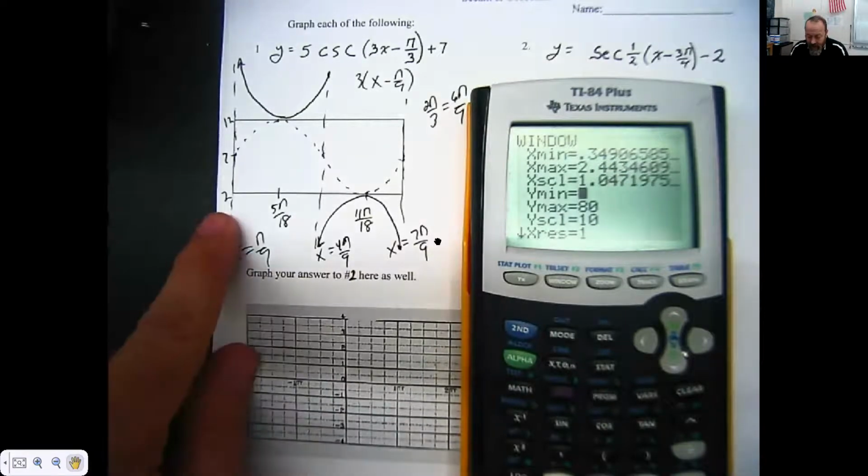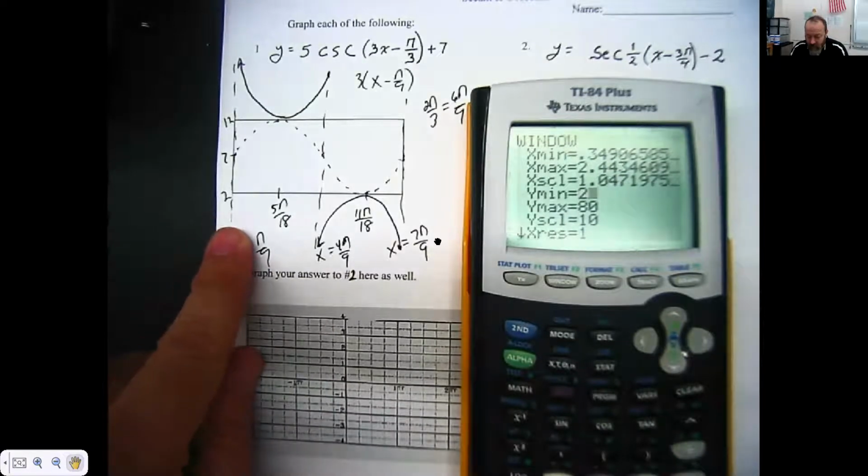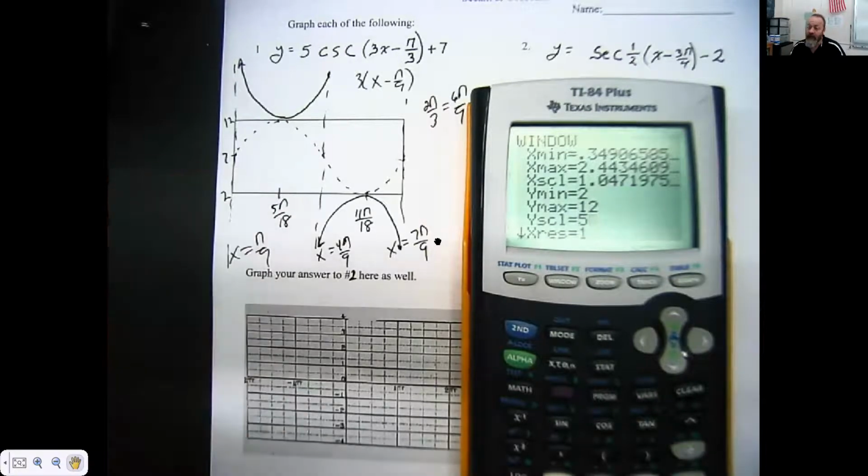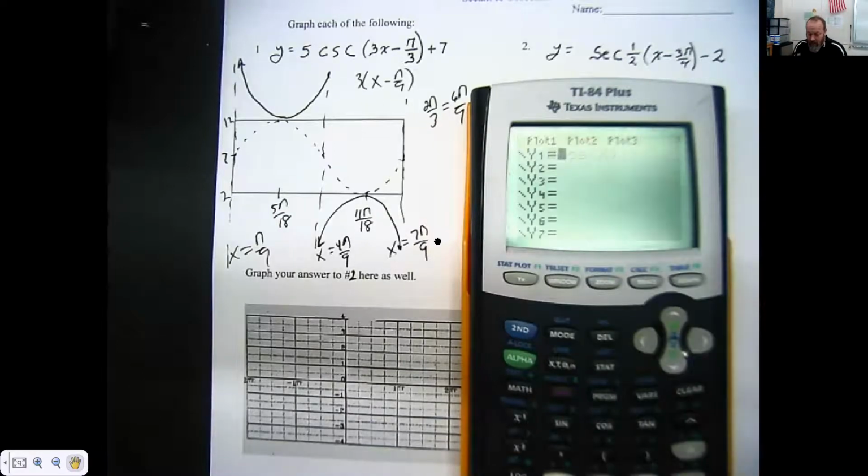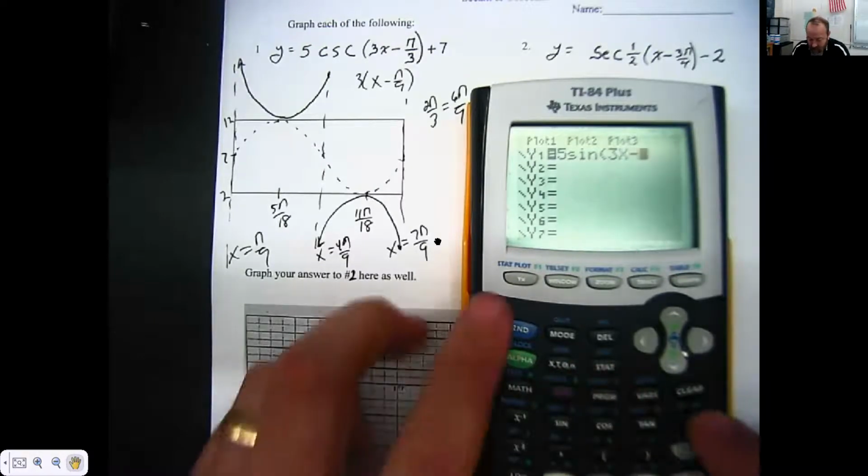Now, y min was 2, and my y max was 12, and maybe I'll count by 5s because that's the gap right here. Now, if I hit graph on this, again, I'm not going to graph the cosecant, I'm just going to look at the sine. Okay, so again, 5 sine of 3x minus pi over 3.